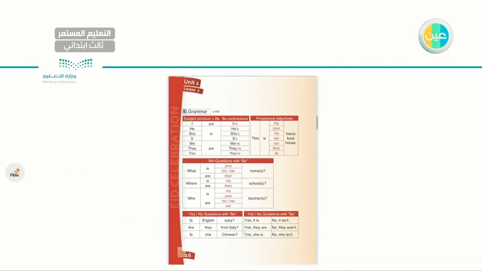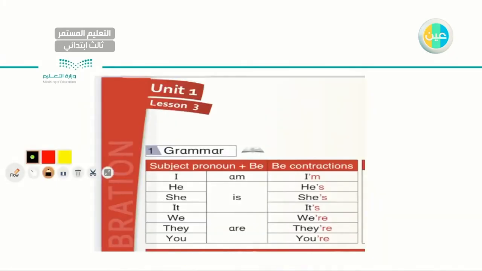So, I hope you have your books ready at page 16, my dear students. I will have it zoomed and enlarged in a minute, but have your books ready and try to take notes if necessary. Let's start. So, this is number 1, the grammar. Subject pronoun plus be constructions. Let's read together. I am. He is. She is. It is. Very good. Let's go to the next part.